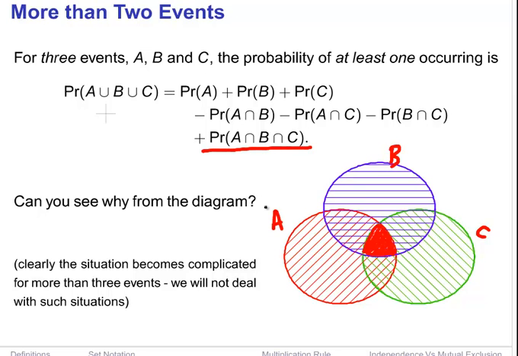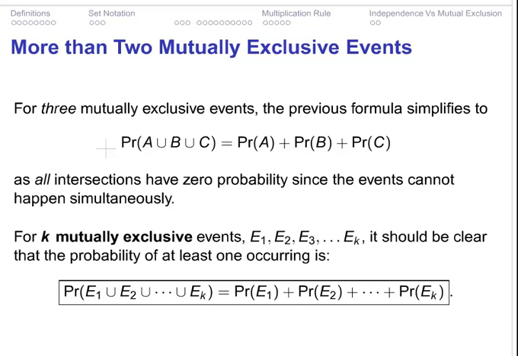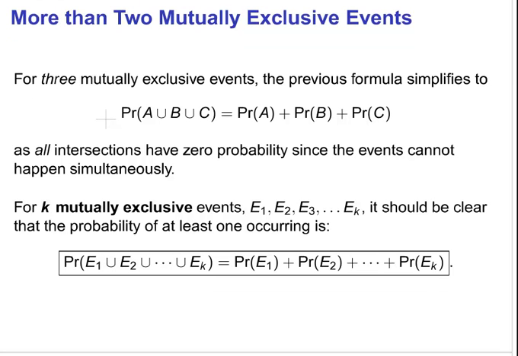Okay, and as we see here, clearly the situation becomes complicated when we're dealing with more than three events. It's a little hard to visualize, but there are things called membership tables, and they are very good at managing that sort of thing. Okay, membership tables.